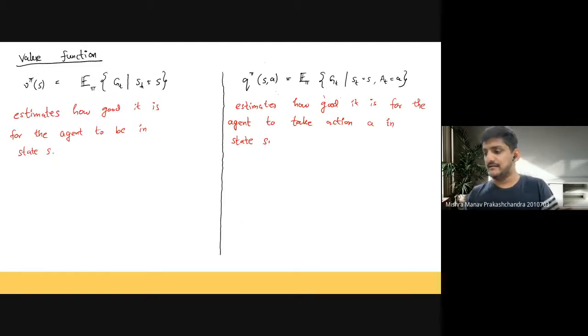Okay, next we look at the value function. The value function can be classified into two parts. First is the state value function. Second is the action value function. The state value function is represented by the letter V, and it estimates how good it is for the agent to be in state S. So if I am in, let's say, state S, I should use some color.